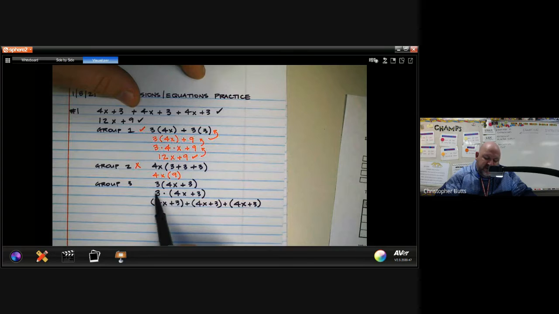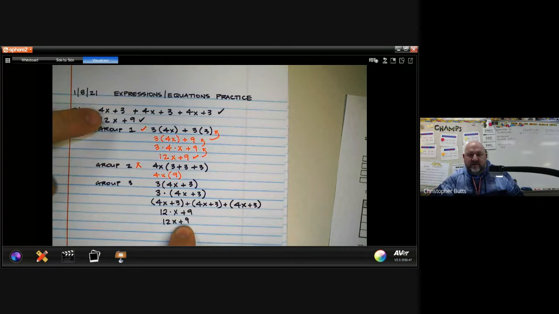separately, if I do 3 times 4x, 3 times 4 is 12. And we're also multiplying that times x. So 3 times 4 is 12. Then there's your x. And then 3 times positive 3 is positive 9. So there's 12 times x plus 9, or you could drop that symbol out of there. There's your 12x plus 9, which we already know works up here.